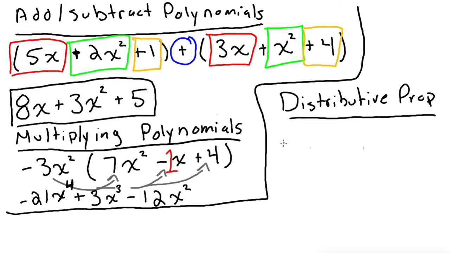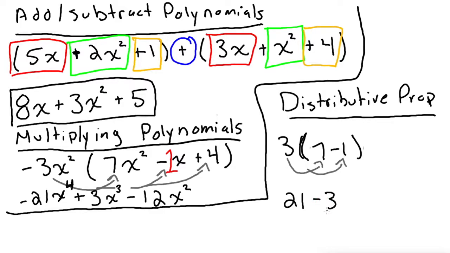So if we have something kind of like 3 times 7 minus 1, and I want to do this, what I would do is the same thing that I did over here. This 3 would go to this 7 and also go to this negative 1. So what I'll do is 3 times 7 will be 21, and then I got a positive 3, a negative 1, so I'll have a minus 3. Now when you do that, you'll just get 18.